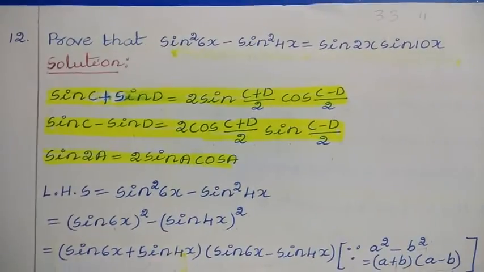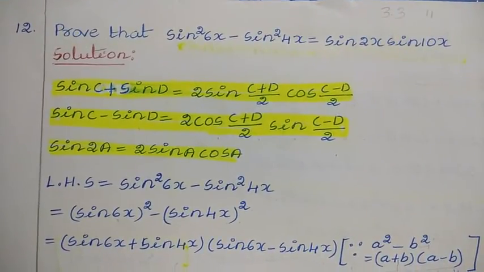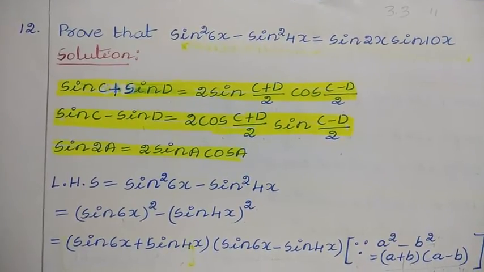Next here we will see the 12th problem. The 12th problem is: prove that sine square 6x minus sine square 4x is equal to sine 2x into sine 10x.